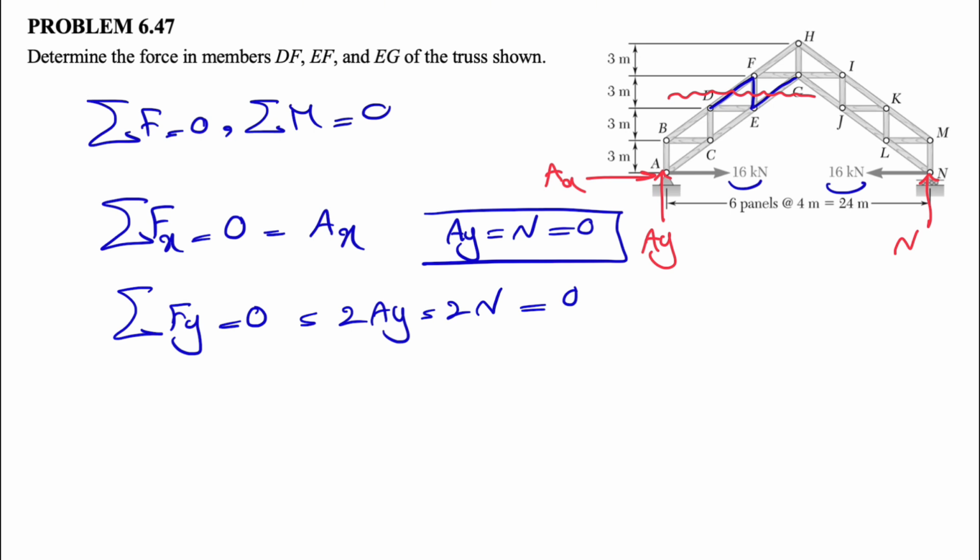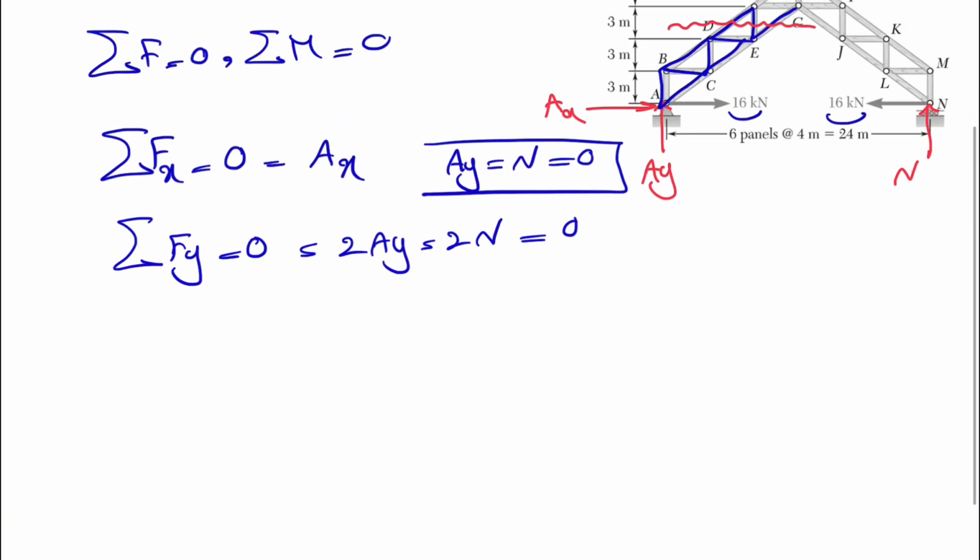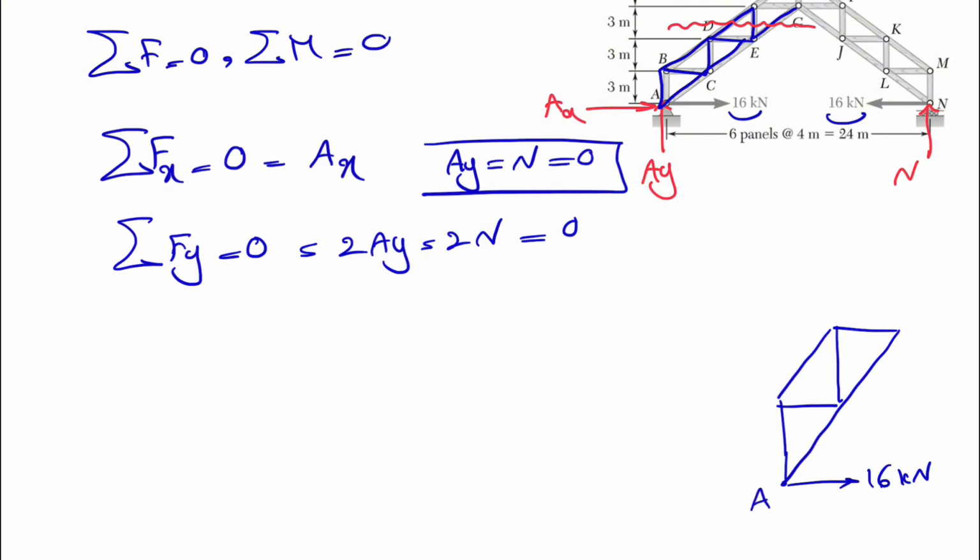So now we're good to go to draw the free body diagram for the section that we did. Basically, we are dealing with this part of the truss. I'm just going to draw the free body diagram here. We will have something like this. We have 16 kilonewtons at point A, point B in here, this is point C, this is D, and this will be E.